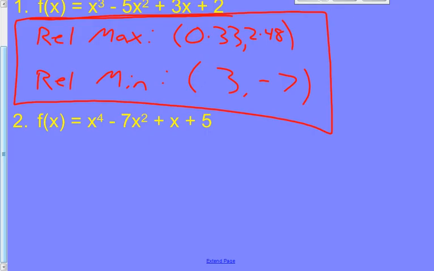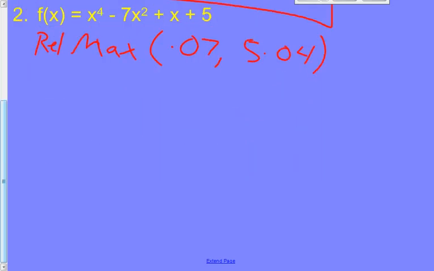Unpausing the video, you should have gotten one maximum value, the relative maximum, to be at 0.07 and at 5.04. So there is your relative maximum point. You should have had 2 relative minimum points. There are 2 valleys on this one. So make sure you label both of those. Relative minimums.